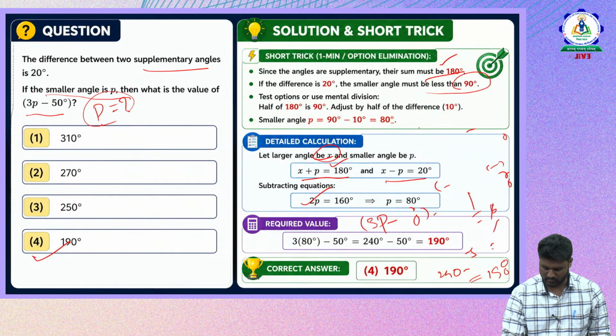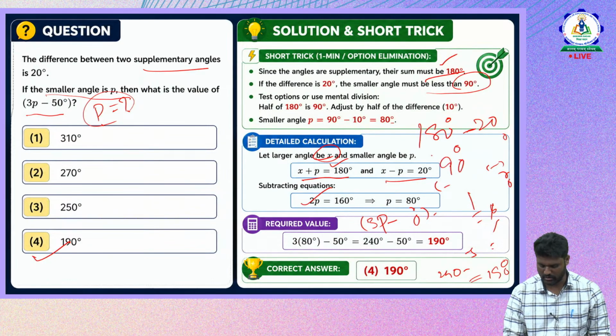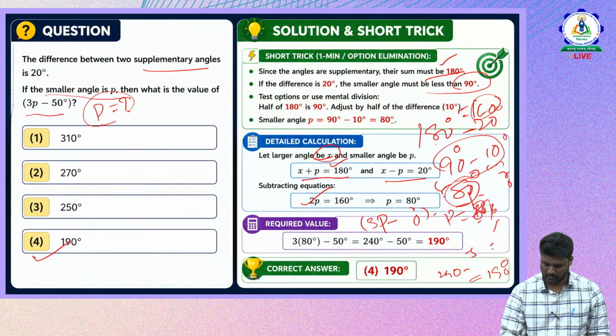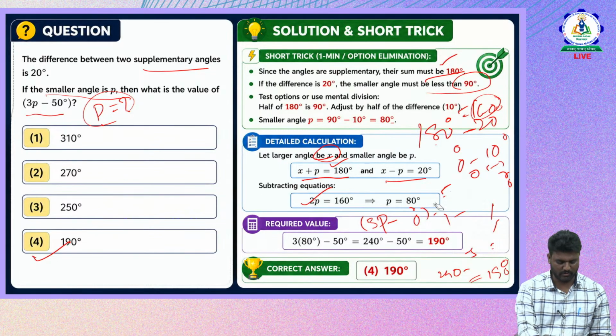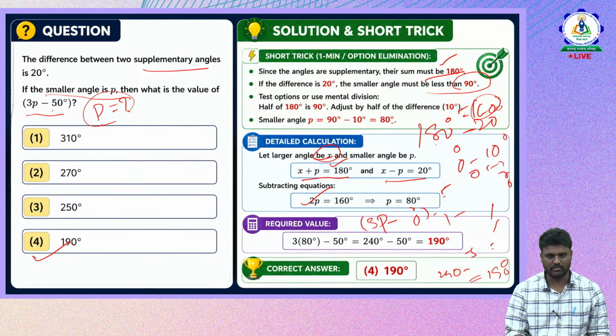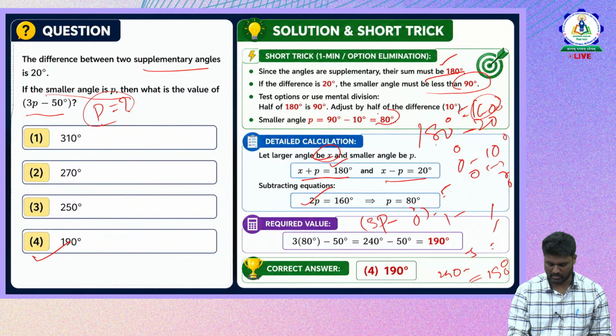For example, for 180 degrees, the difference they're asking is 20. Half of 180 is 90, and half of the difference 20 is 10. So 90 plus 10 will become 100, and 90 minus 10 will become 80. So this will become the bigger one and this will become the smaller one, where p is equal to 80. Now we got the p value. Apply the p value into the given 3p minus 50 directly. Mentally also we can calculate like this, so we'll get the answer 190 degrees.